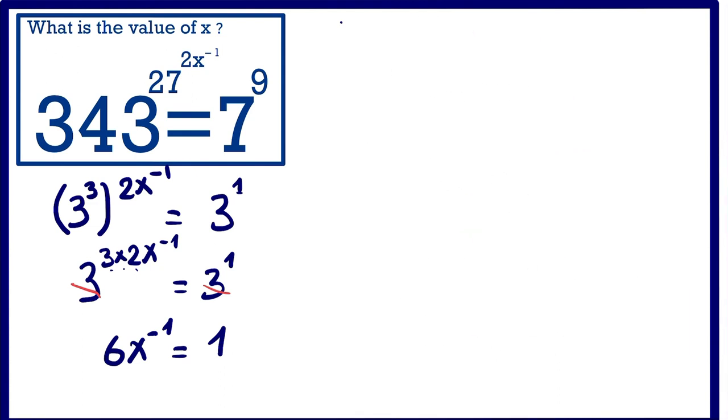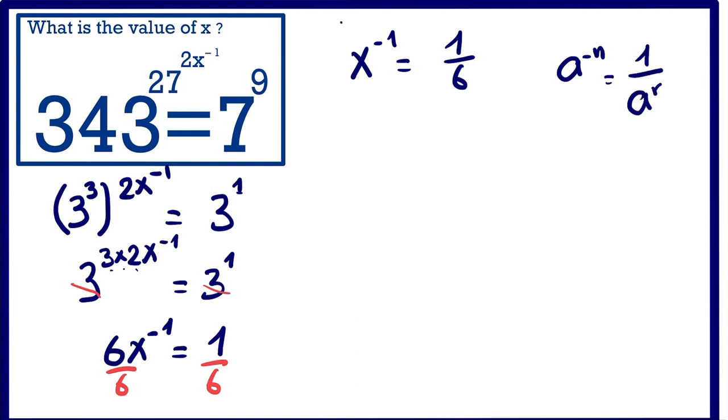So to simplify this, we can divide both sides by 6. We'll be left with x inverse should be equal to 1 over 6. So next we know the laws of inverse. If we have a to the minus n, it is the same as 1 over a to the power n. So we can apply that law here. So x to the minus 1 is the same as 1 over x to the power 1, which is 1 over x, should be equal to 1 over 6.